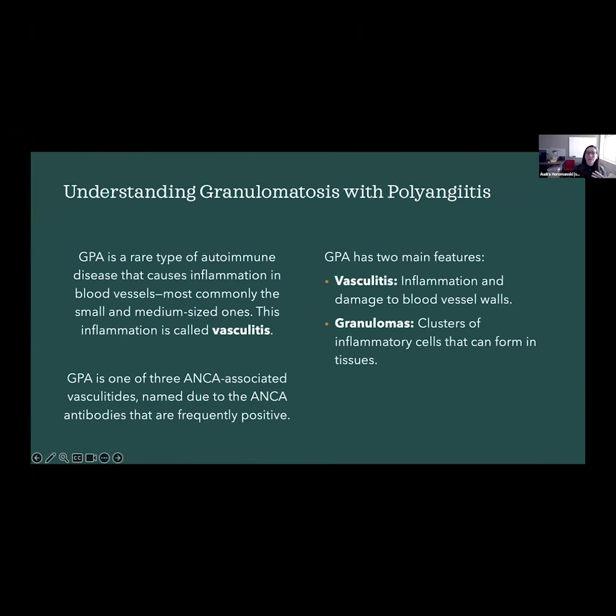GPA has 2 main clinical features: that vasculitis that we mentioned before, that inflammation and damage to the blood vessel walls, and granulomas, which are these clusters of inflammatory cells that can form in tissues. And sometimes that manifests as nodules or mass-like lesions that can occur throughout the body.